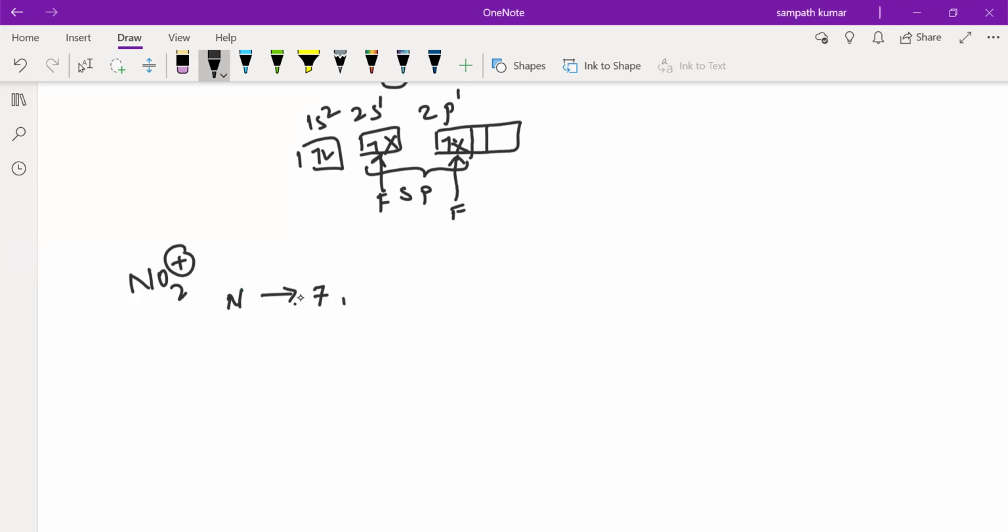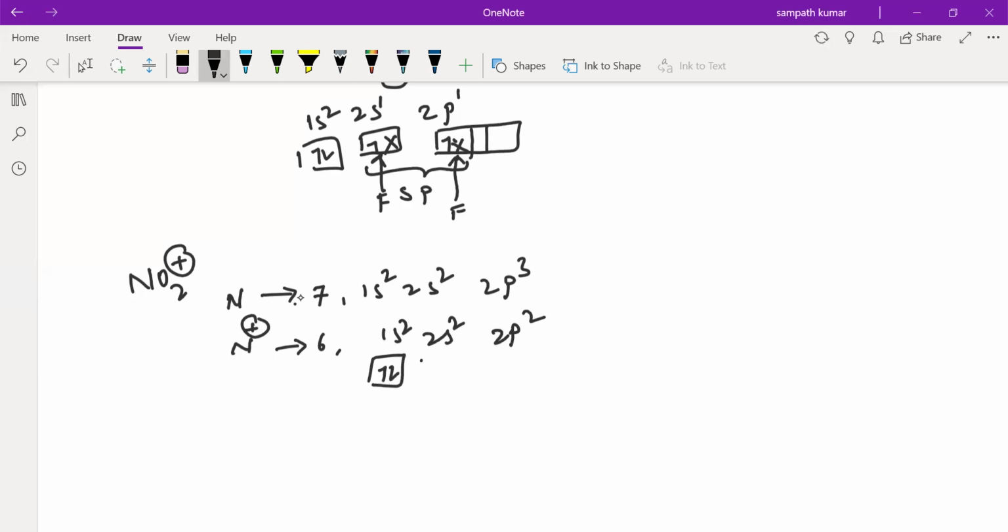This nitrogen atomic number, how much, Nana? 7. 1s2, 2s2, 2p3. But N plus, here plus means what happened? The plus means the electrons are fewer, so atomic number is like 6, we get 1s2, 2s2, 2p2. Write the orbitals and electronic configuration like this.